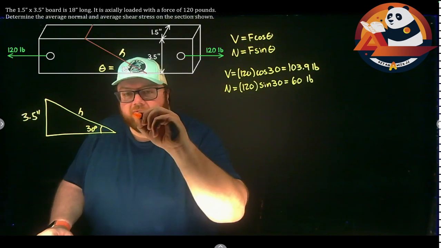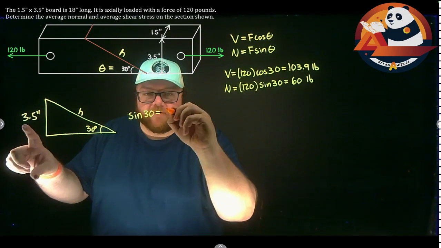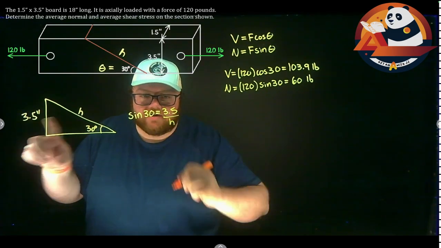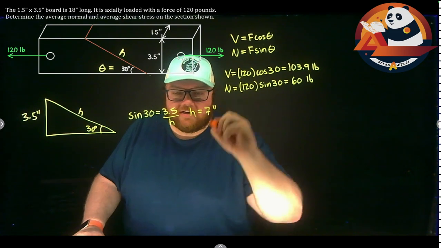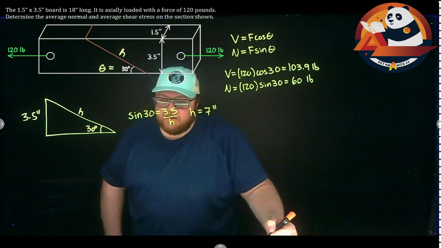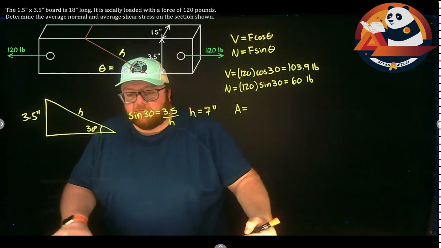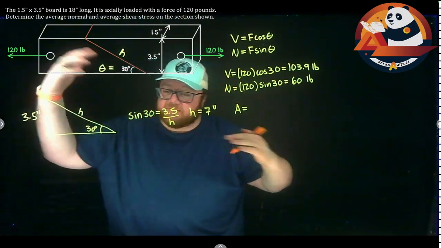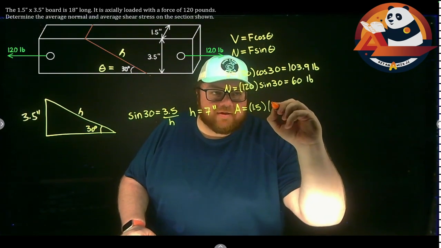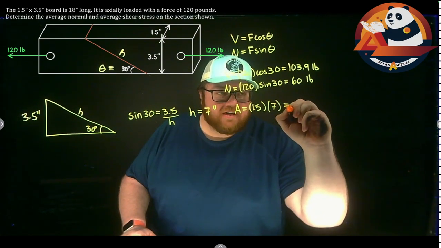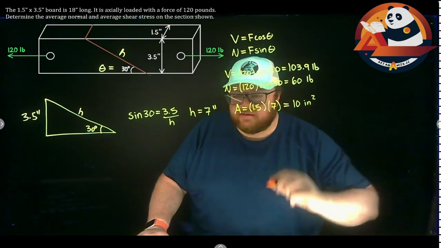I can find H. If we think back to our trig, sine is opposite over hypotenuse. So sine 30 would be 3.5 divided by H, or H is 3.5 over sine 30. H is 7 inches. So my area should be our depth times that hypotenuse, how much area is exposed along this cut. So 1.5, our depth, times our hypotenuse, 7. This is inches times inches, so we get square inches, 10.5 inches squared.